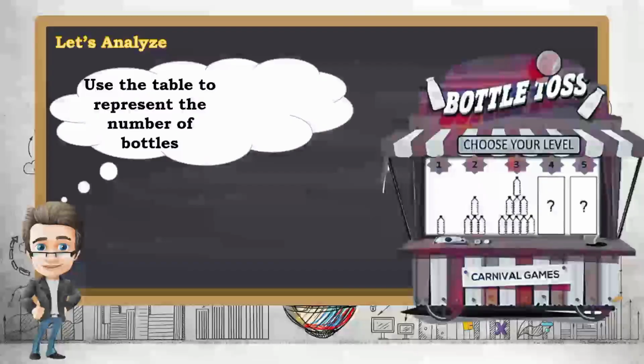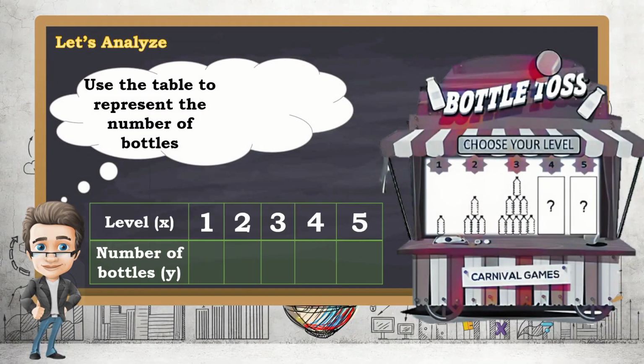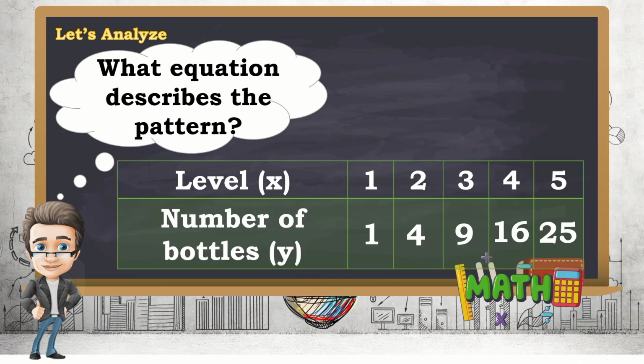Use the table to represent the number of bottles. We let x be the level and y the number of bottles. So, level 1, we have 1 bottle. Level 2, we have 4 bottles. Level 3, we have 9 bottles. Level 4, we have 16 bottles. And level 5, we have 25 bottles.